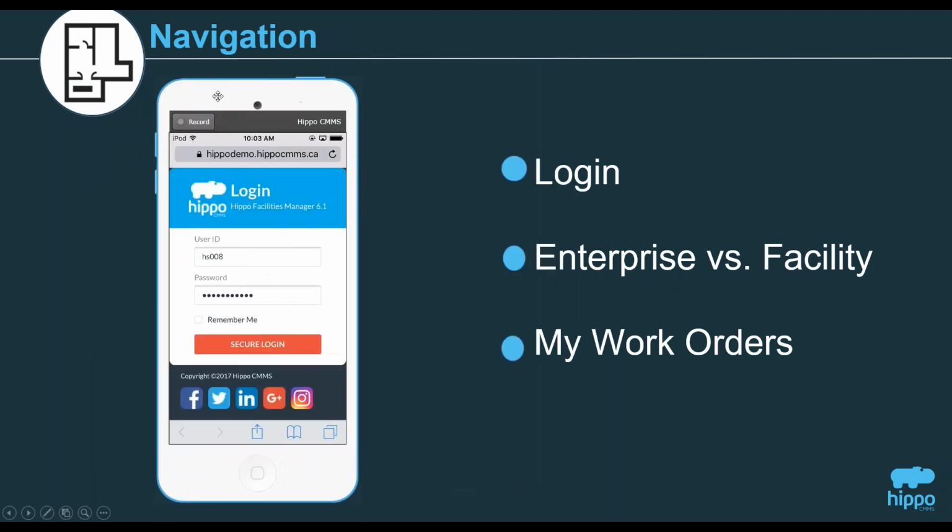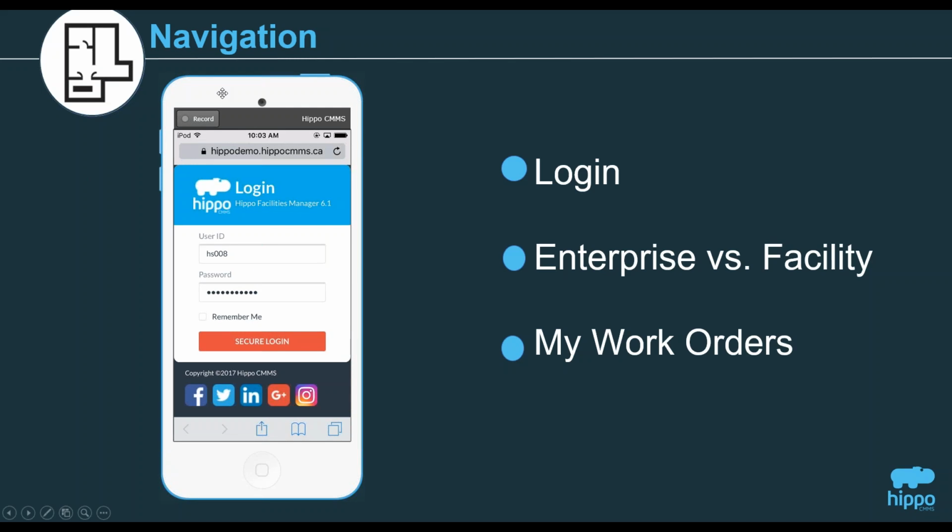Okay, now in terms of login information, to access your Hippo, it's the same URL that you will type in on your desktop. Your URL is most likely the name of your company, or clientid.hippocmms.ca or hippocmms.com. Just like on desktop, each user will type in their user ID and password, click Secure Login, and this will take you in to Hippo Mobile.